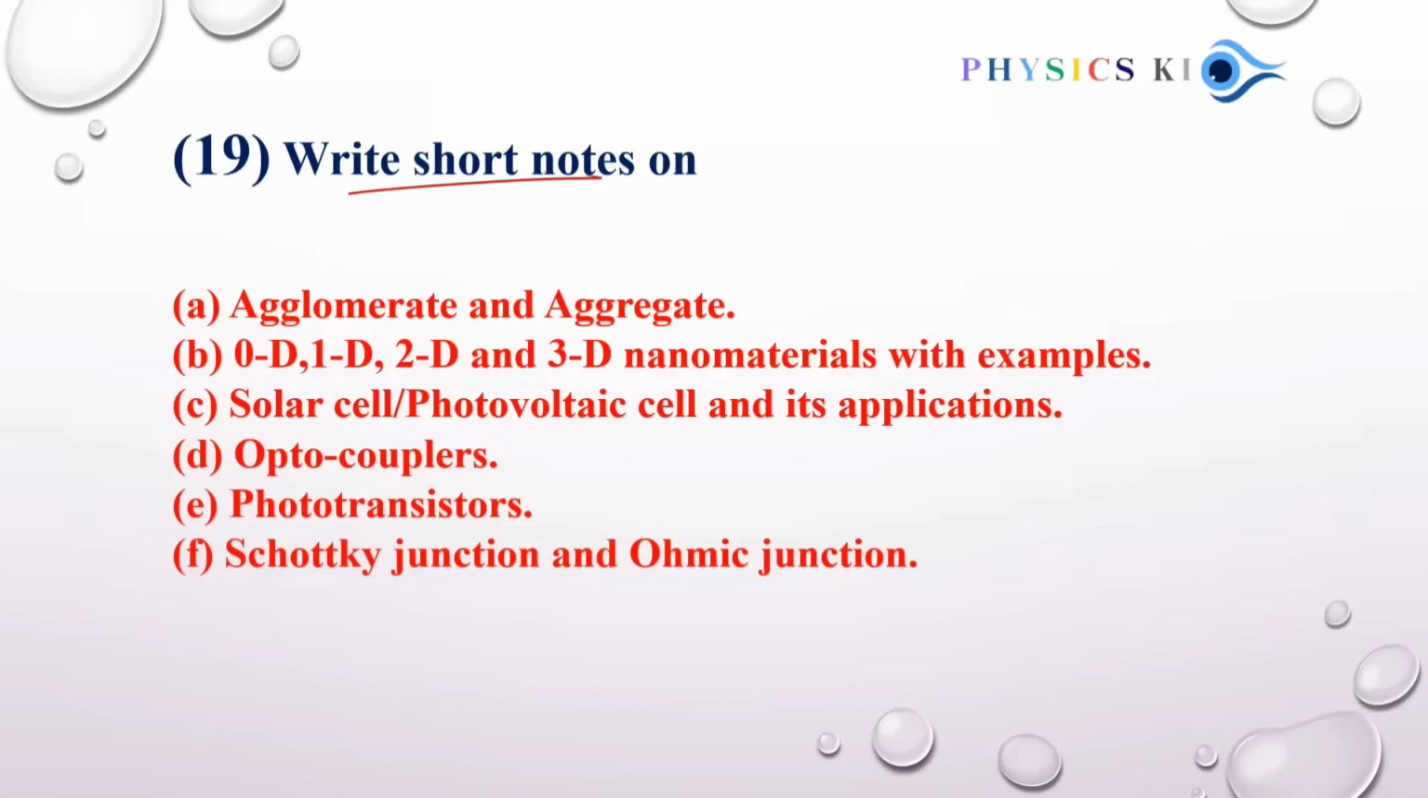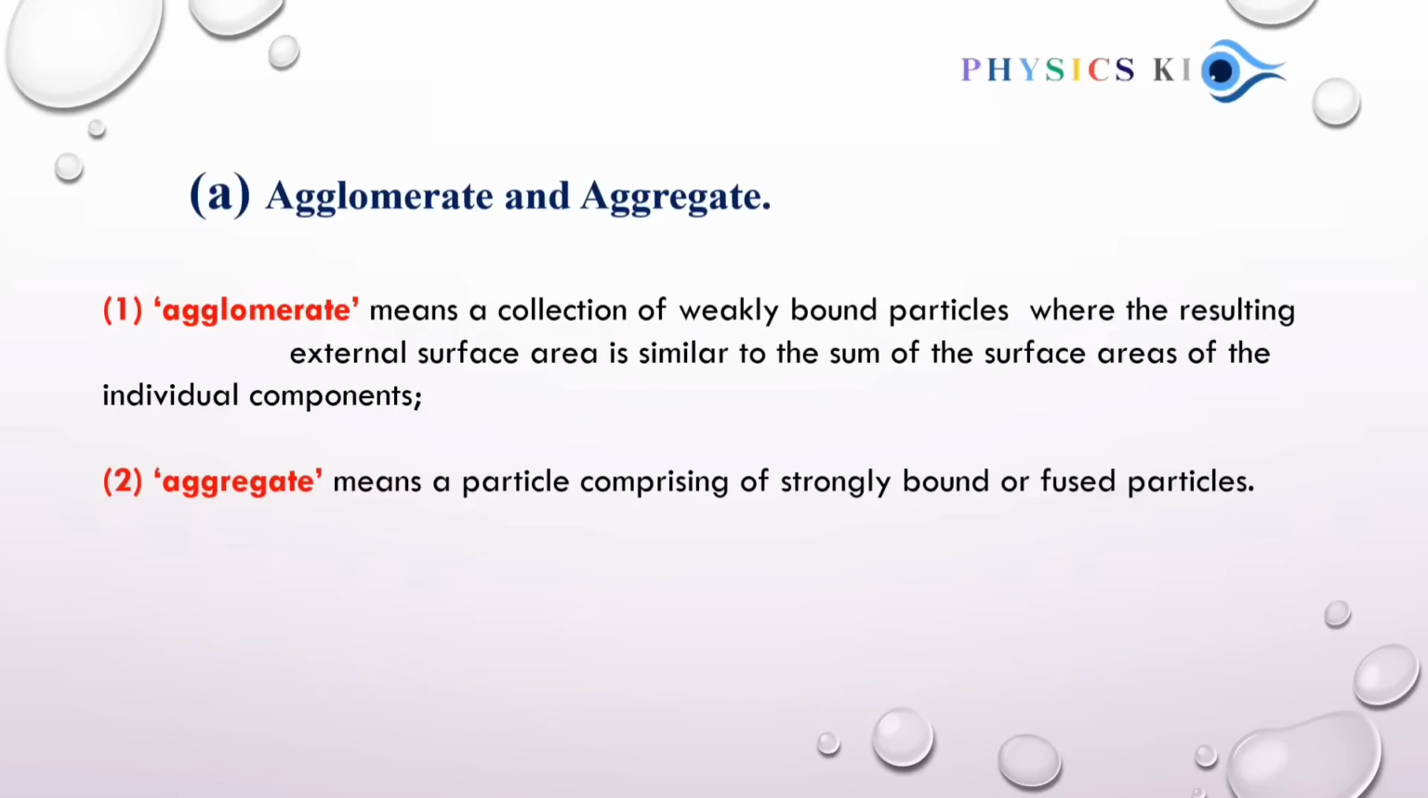Next question: write a short note. These short notes are very important. Let's check one by one. First thing is agglomerate and aggregate. Everyone knows agglomerate means weakly bound, and aggregate means strongly bound. It is a 2 marks question, only 2 lines. You got 2 out of 2.